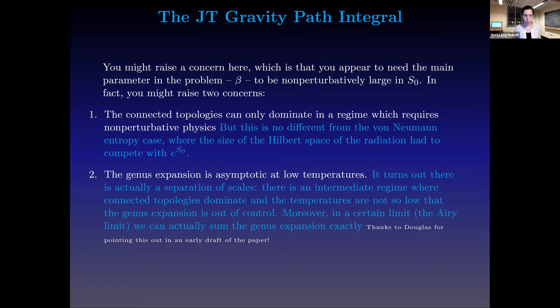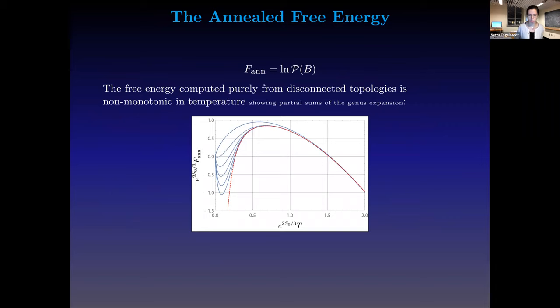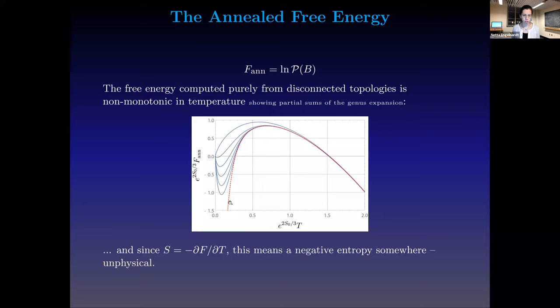So what were the results? Let's first talk about the annealed free energy and what goes wrong there. The free energy computed purely from disconnected topologies, basically if you didn't know about the replica wormholes and didn't use the replica trick to compute the von Neumann entropy, you would find that it is non-monotonic in temperature. These blue lines are partial sums of the genus expansion, with progressively larger genus as we go down, and I'll talk about the red curve in a minute. Again, this is non-monotonic, and since S equals minus dF/dT, that means a negative entropy somewhere, which is of course unphysical.